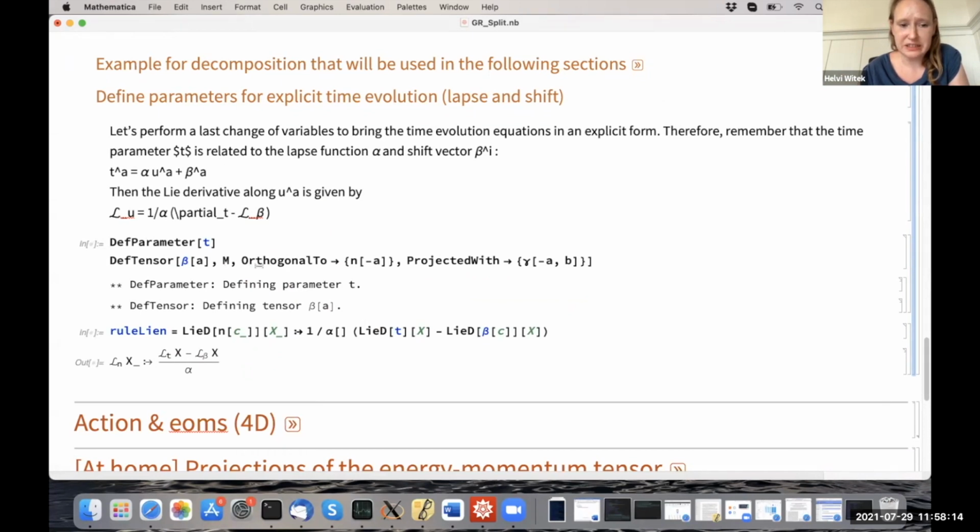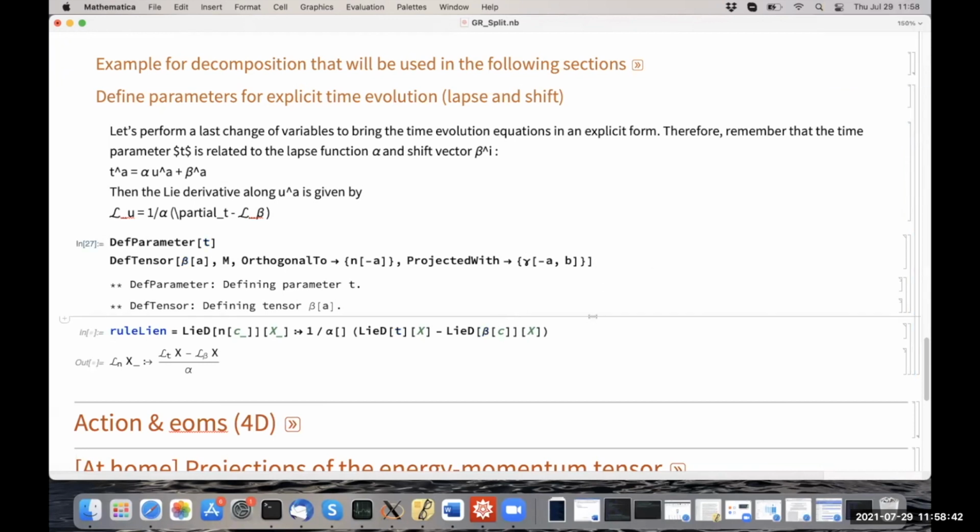Remember, we said on Monday that the shift vector by construction is orthogonal to the normal vector. So I can actually include that in the definition and say this tensor here is orthogonal to n, which means that whenever we have contractions thereof, they will be put to 0 automatically. And I also say that this tensor is projected with our induced metric or projection operator.